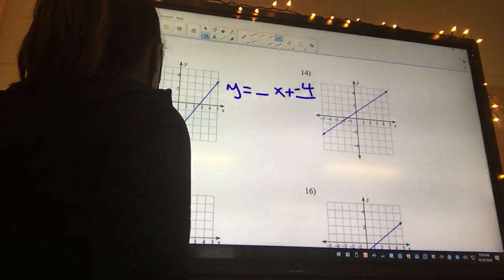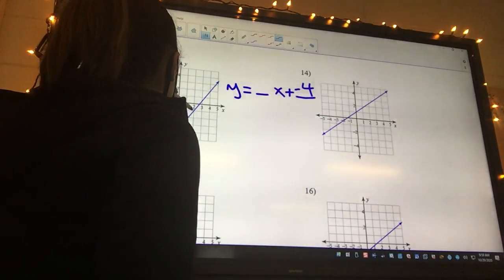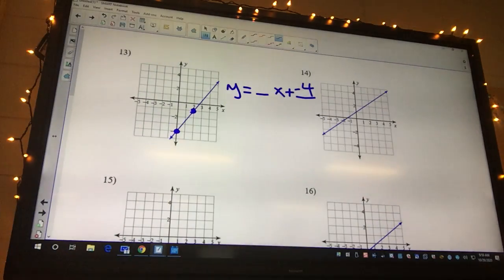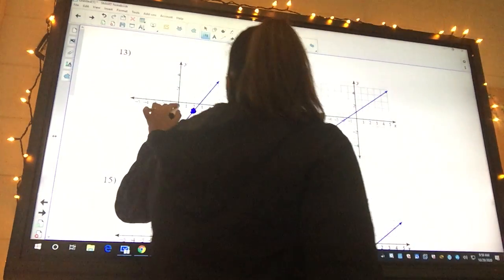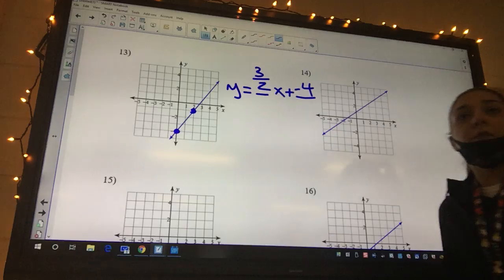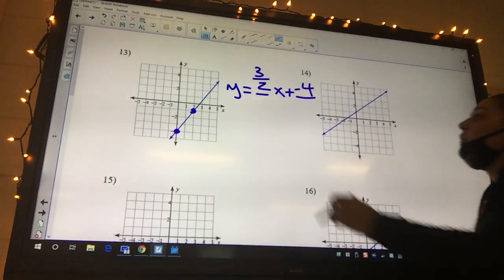And it looks like under the 2. Yeah, under the 2. Okay, so what's my slope gonna be then? 1, 2, 3 over 2, so 3 over 2. Should it be positive or negative slope? Positive.